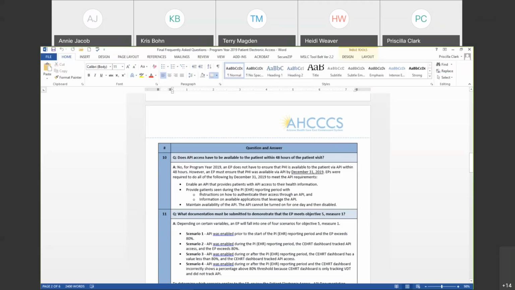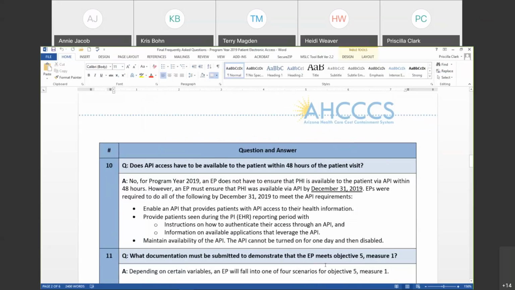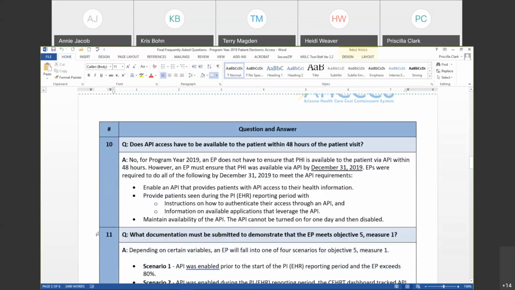They must enable an API that provides patients with API access to their health information. They must provide patients seen during the PI reporting period with the two following documents: instructions on how to authenticate their access through an API and information on available applications that leverage the API. And they must maintain availability of the API. The API cannot be turned on for one day and then fixed.